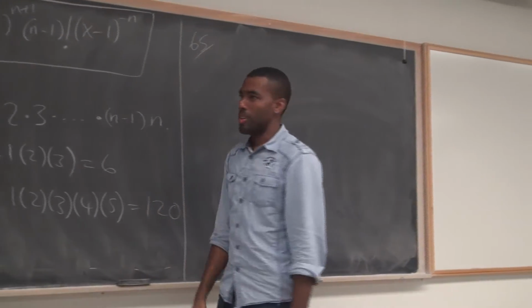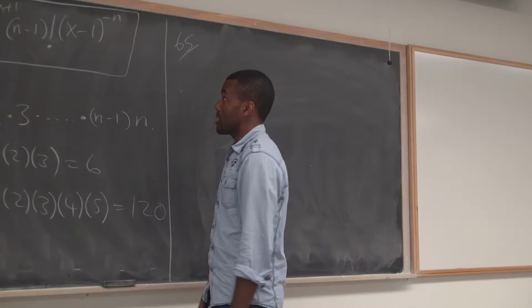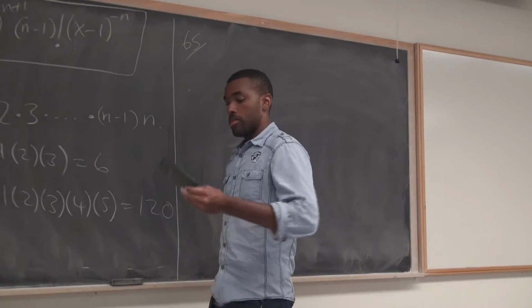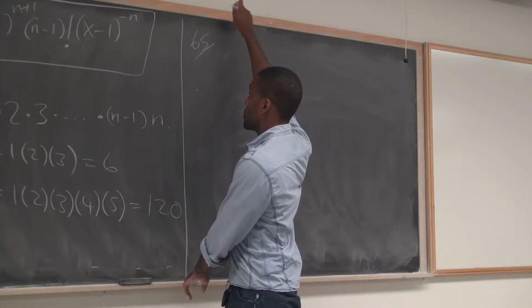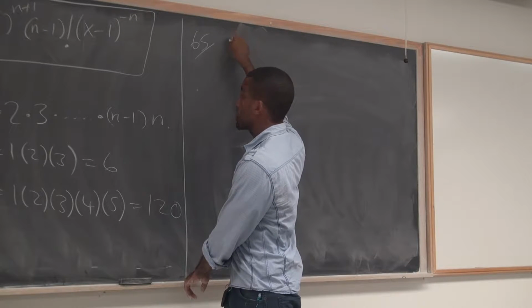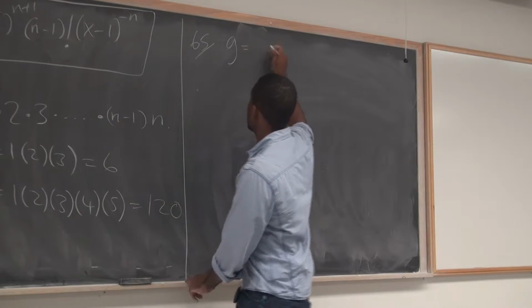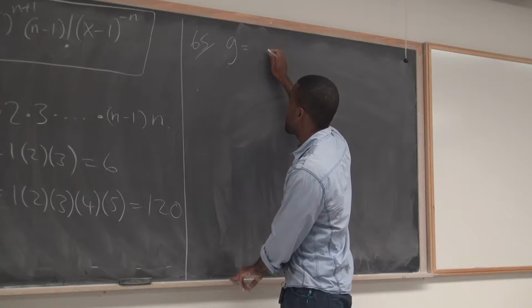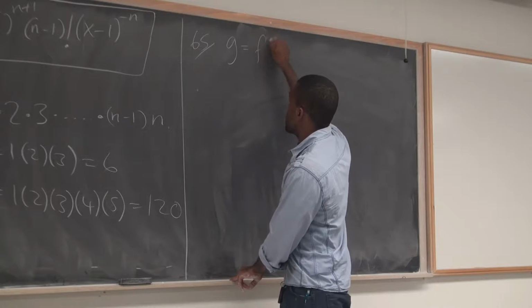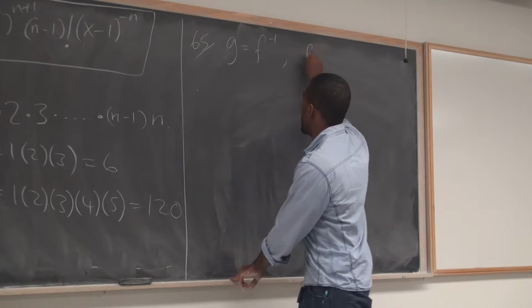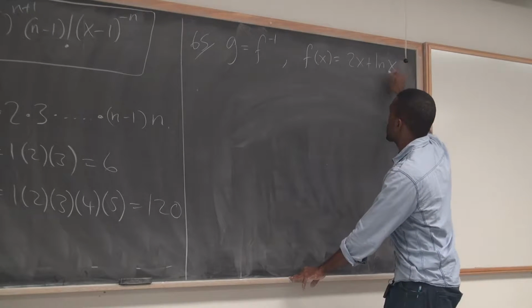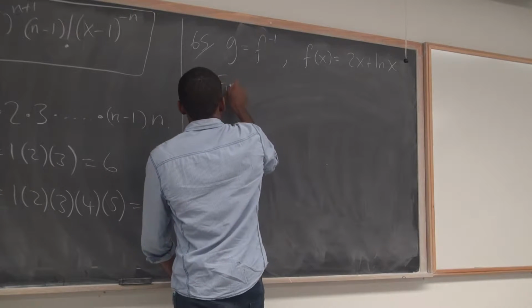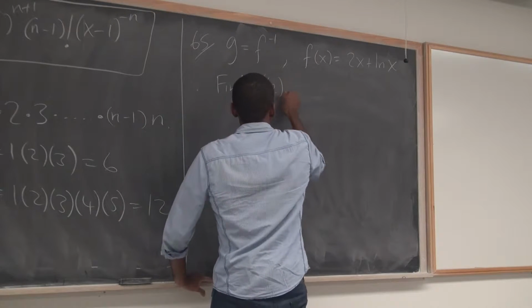Yes, 65. Am I doing the whole homework or what? G is the inverse of the function f of x equals 2x plus ln x. Find g prime at 2. G is f inverse of x, and f of x is 2x plus ln x.